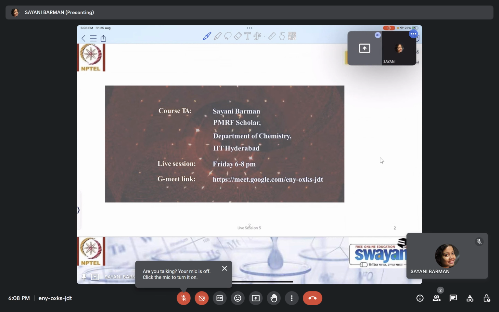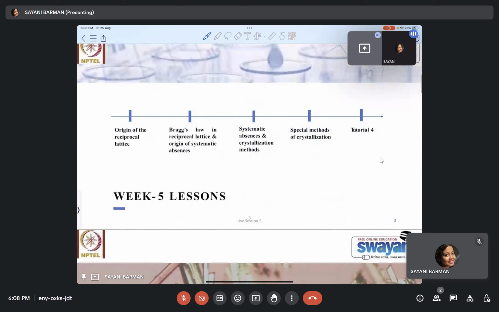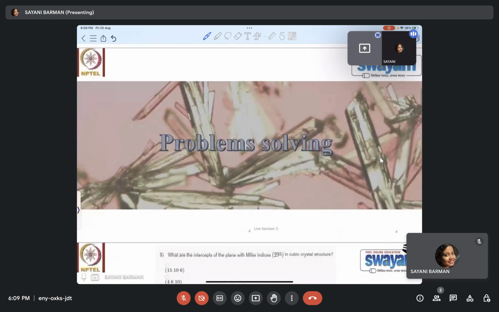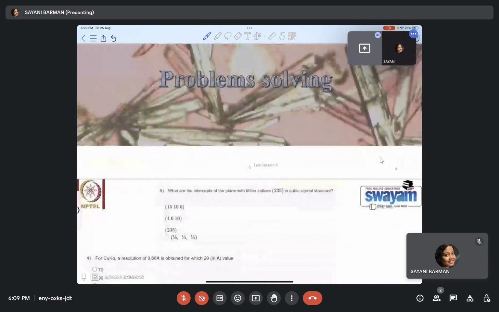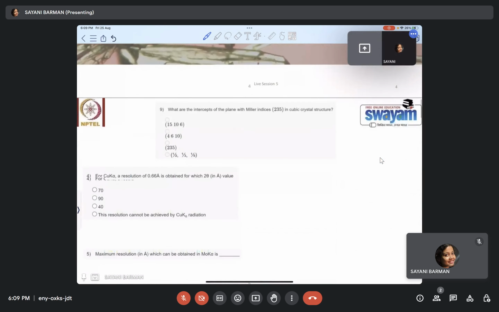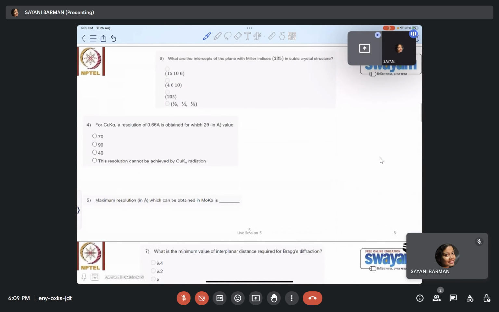In this week, week five, Sir has taught us about the reciprocal lattice, how Bragg's law holds in the reciprocal lattice, from where systematic absences are generated, and about the crystallization methods. Several methods Sir has mentioned. So today we'll be solving a few problems on past weeks and also a few on this week.